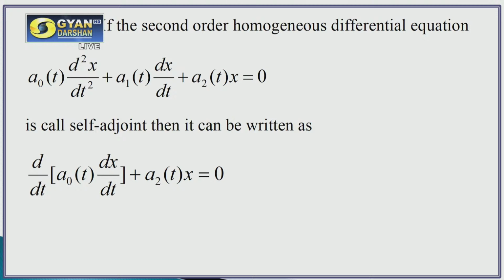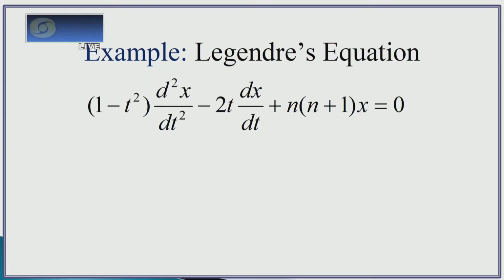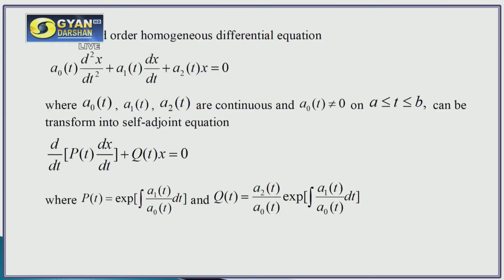So a second order homogeneous differential equation is called a self-adjoint equation if the given equation and its adjoint equation are the same. Next, see an example. This is the Legendre equation given, and in the next slide you will see its self-adjoint equation.